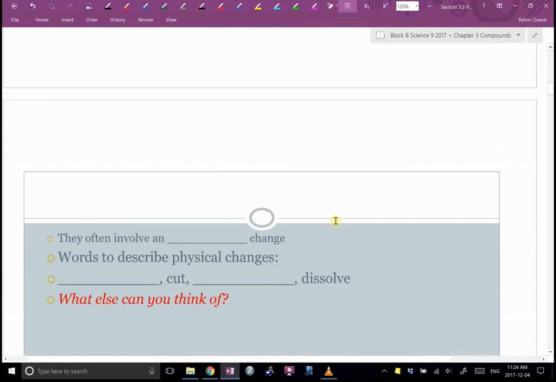They often involve an energy change, certainly when you're going from one state to another. To melt something, you add heat. To freeze something, you take heat away.